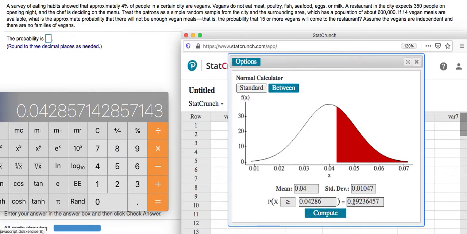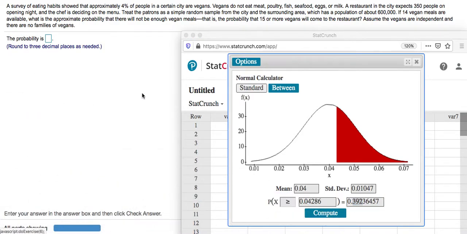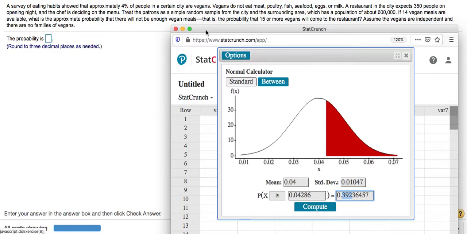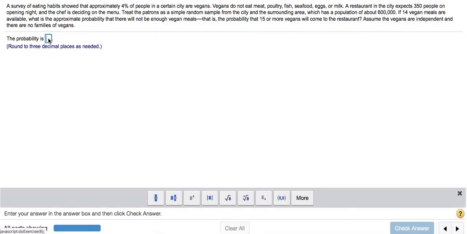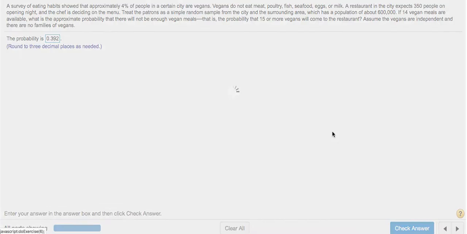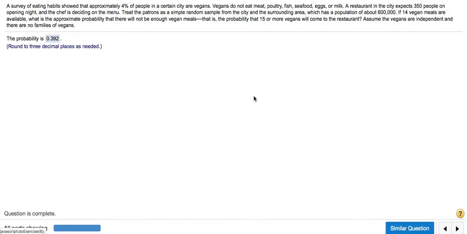Now, it just computed the probability for me, and it asks to round it to 3 decimal places. So here it is: 0.392. And that would be about 39.2%. This is the probability that 15 or more vegans will arrive at the restaurant on opening night. All right, that's it for this problem.